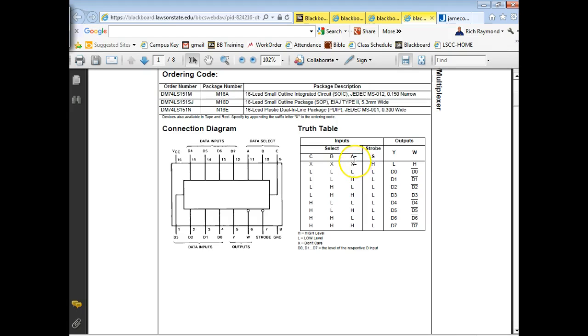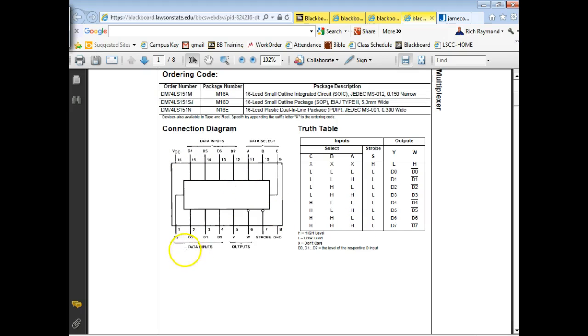Yeah. A is least significant. C is most significant. Okay. So this would be a binary 0. This would be a binary 1. This would be 2. This would be 3. This would be 4. This would be 5. This would be 6. This would be 7.